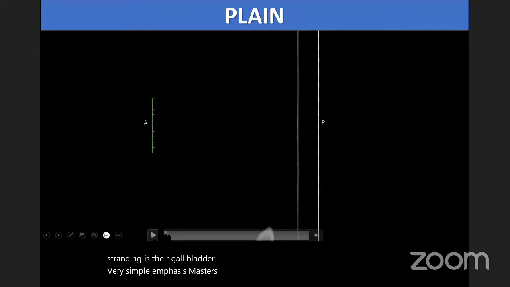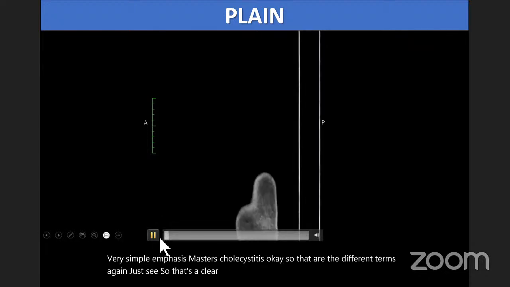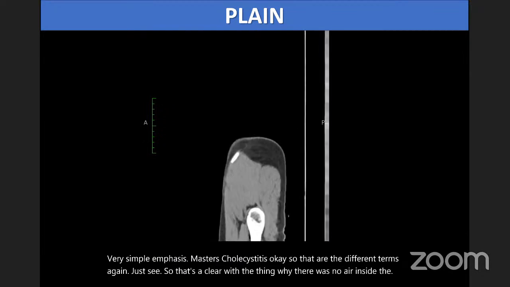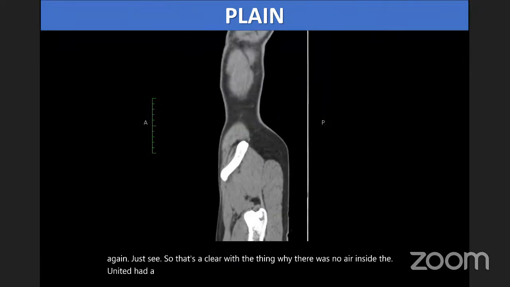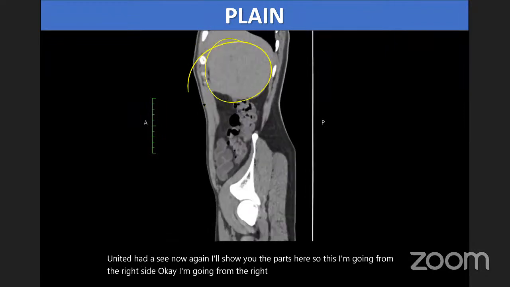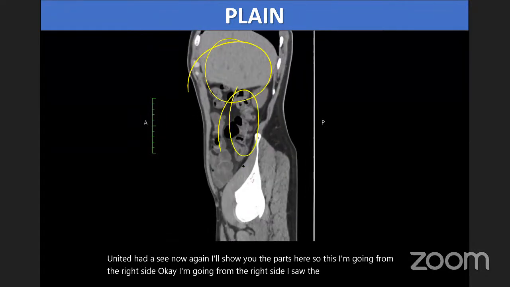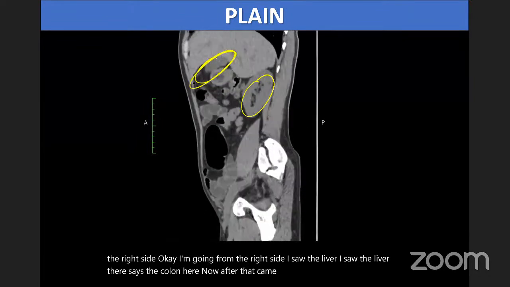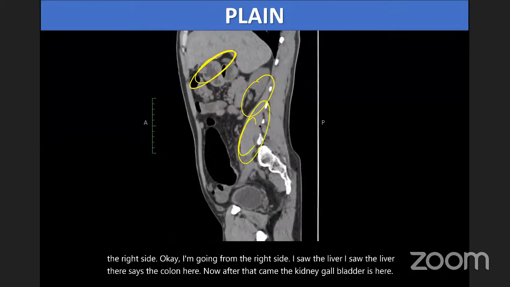So those are the different terms. Now again, just see. So that's clear, with the reason why there was no air inside the urinary bladder. See, now again, I'll show you the parts here. I'm going from the right side. I saw the liver. There is the colon here. Now after that came the kidney. Gallbladder is here. This is psoas muscle.